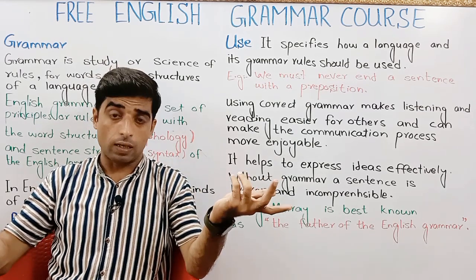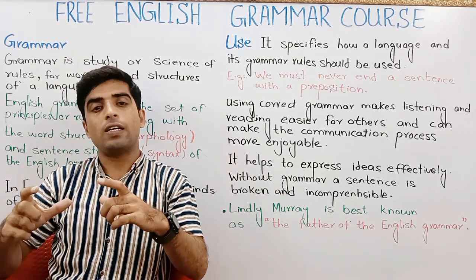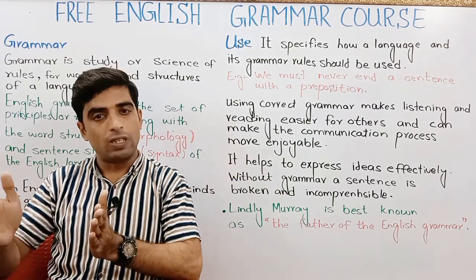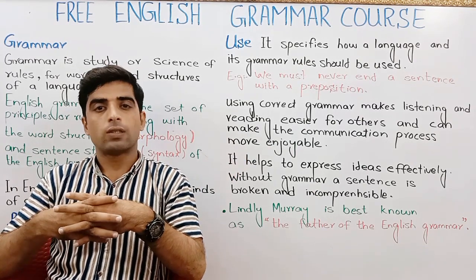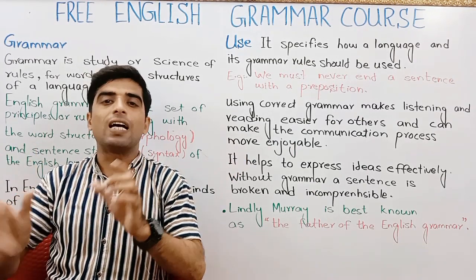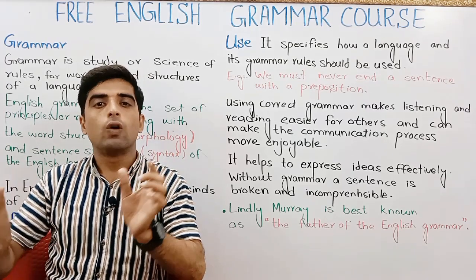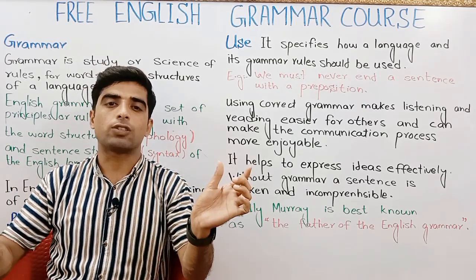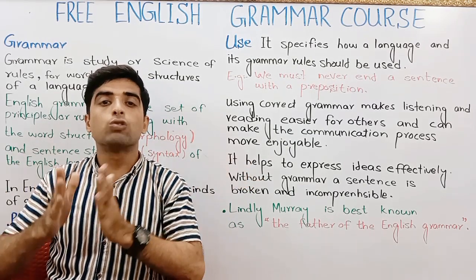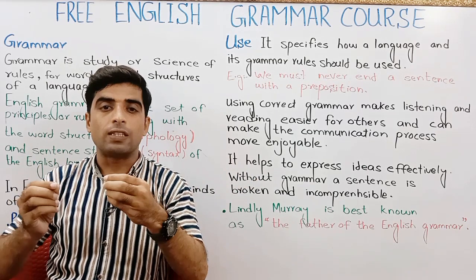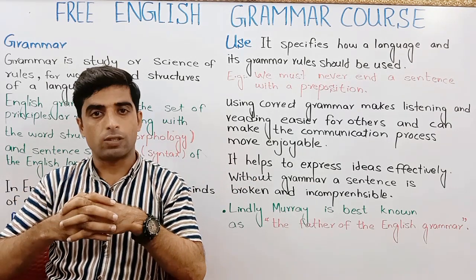Grammar. What is grammar? Grammar is the study or science of rules for words and structure of the language. You can define English grammar as the set of rules and principles dealing with word structures and sentence structure is called English grammar. And why do we use grammar? We use grammar in order to present comprehensible sentences.